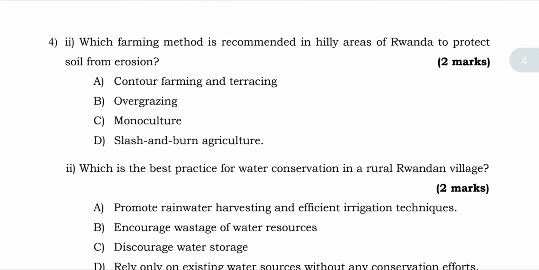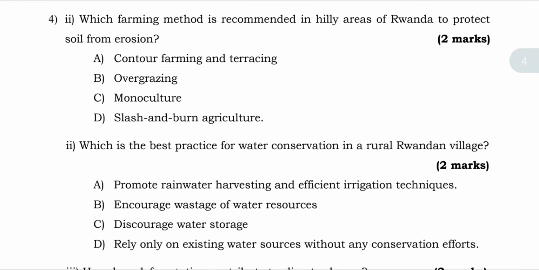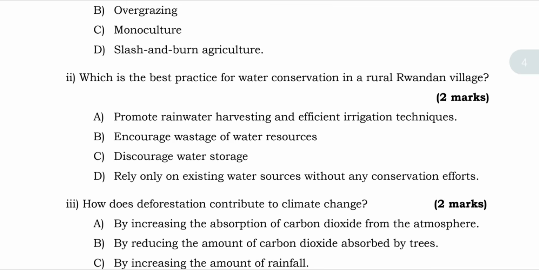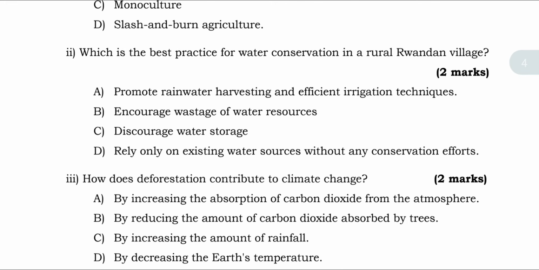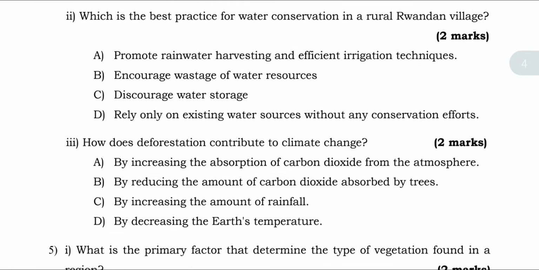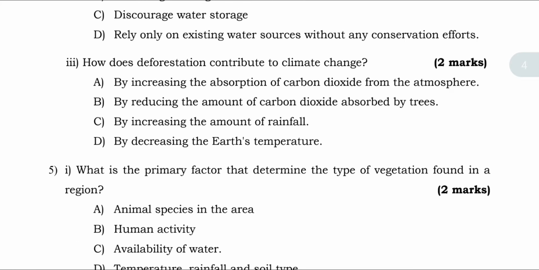We have options A, B, C, and D. Whereas number 3, how does deforestation contribute to climate change? We have 4 options. A, by increasing the absorption of carbon dioxide from the atmosphere; B, by reducing the amount of carbon dioxide absorbed by trees; by increasing the amount of rainfall; by decreasing the earth temperatures.